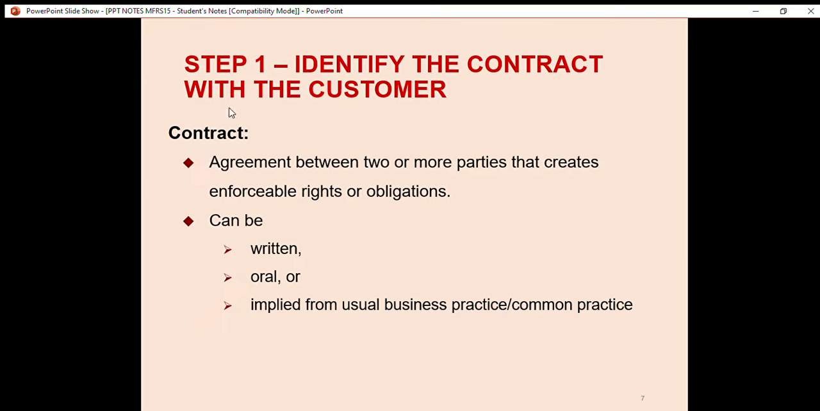First of all, what is the meaning of a contract? A contract can be defined as an agreement between 2 or more parties that creates enforceable rights or obligations. A contract can be in written, oral, or implied from usual business practice or common practice. Let's say if it has been a company's practice to provide free installation service or transportation service to its customer, so this is also a form of contract between the company and its customer.